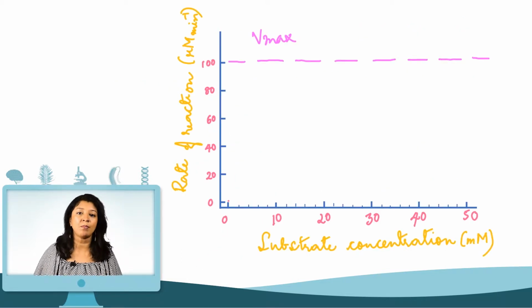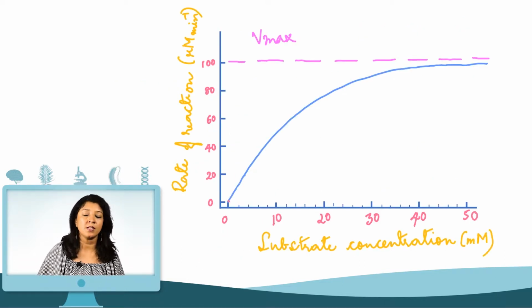Now let's see what happens to the enzyme activity in the presence of a competitive inhibitor. Imagine you add a fixed quantity of the inhibitor into the reaction mixture.